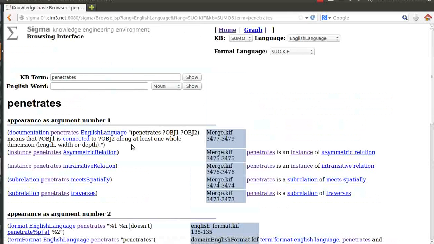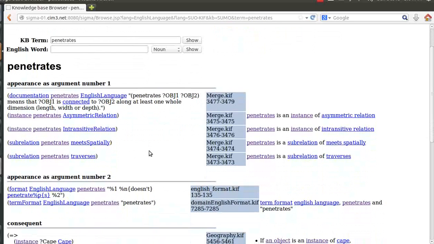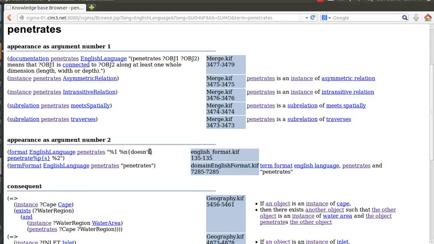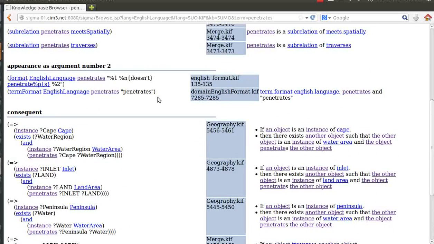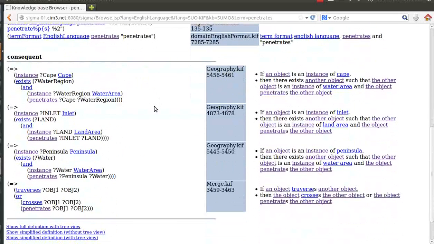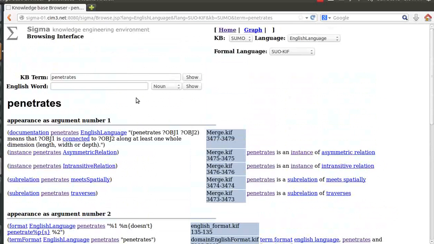So it's spatially connected, it's touching, and it's along at least one whole dimension. So it's passing through the diameter of the apple, not just some little portion of it. Very precise. Yeah, we have a whole set of spatial axioms, that traverses is either crossing or penetrating, etc., that define precisely, we hope, what all of these things mean.